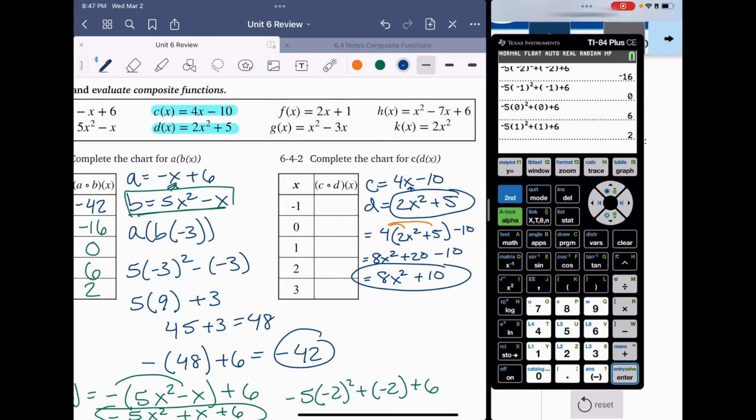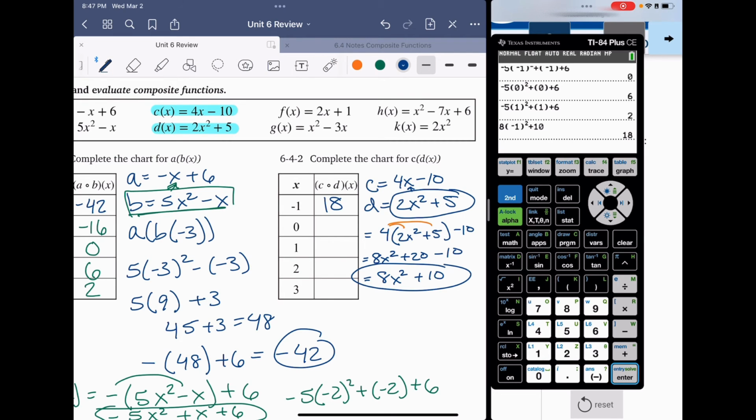Now let's put that in our calculator, and let's go ahead and put it in for our first value. Our first value we're going to work with is -1. So we're going to put it in the calculator with -1. So 8, parenthesis, -1 squared plus 10. And we get 18.